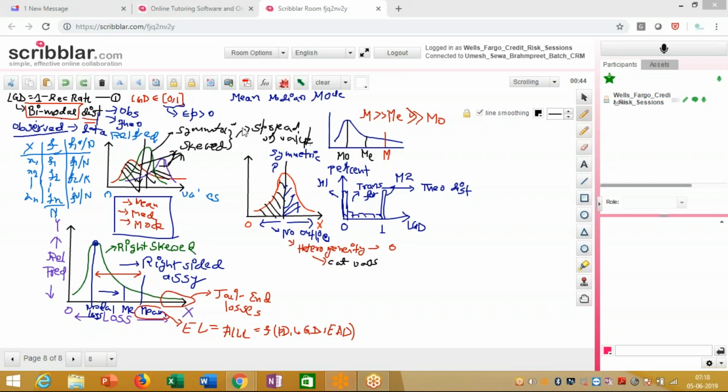Now, when we talk about a bimodal distribution, right? LGD generally has a bimodal distribution because the concentration of it happens at zero, and another big concentration happens at one, right?